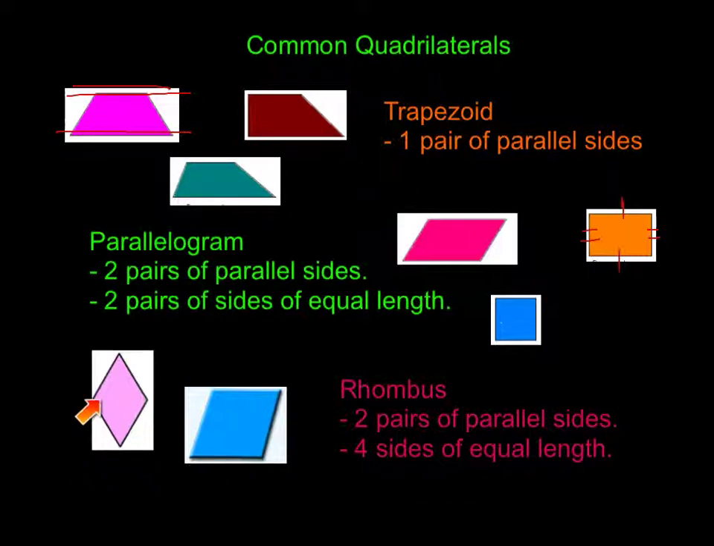This one here we know is a rhombus because all 4 sides are equal in length. Now, a square would also meet the definition of a rhombus because all 4 sides are equal in length and it has 2 pairs of parallel lines.